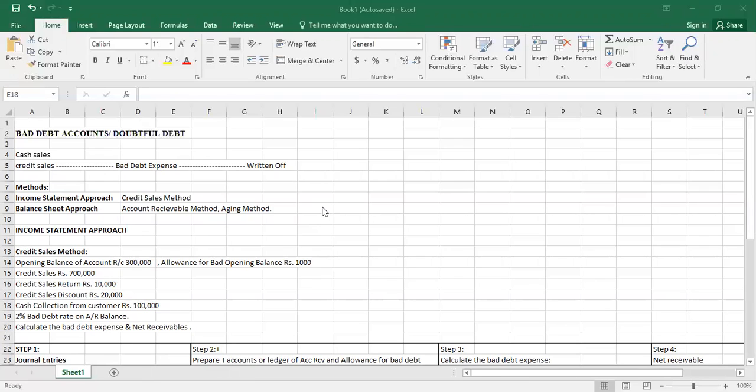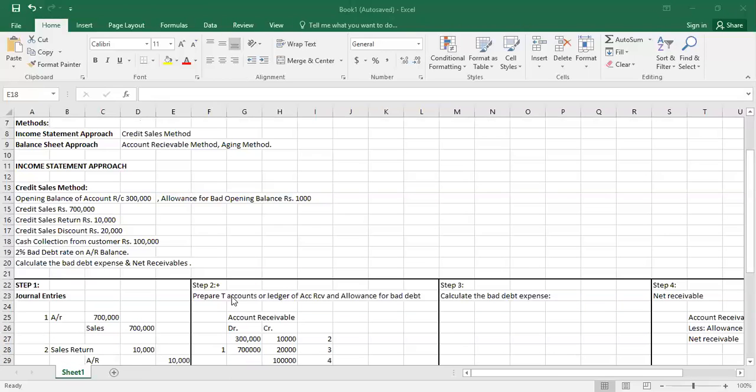If you look at the question that we have, the same values: opening balance of account receivable is 3 lakh. Allowance for bad debt opening balance is rupees 1000, and credit sales is 7 lakh. Credit sales return is rupees 10,000. Credit sales discount is rupees 20,000. Cash collection from customer is rupees 1 lakh, and 2% bad debt rate on account receivable balance. And now what is the requirement? The requirement is to calculate the bad debt expense and net receivable. So let us start our question.